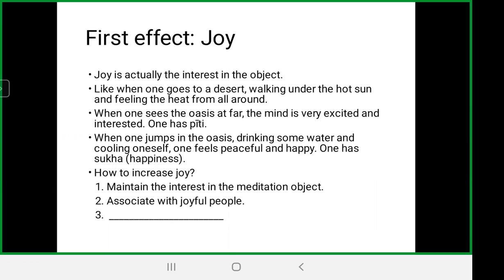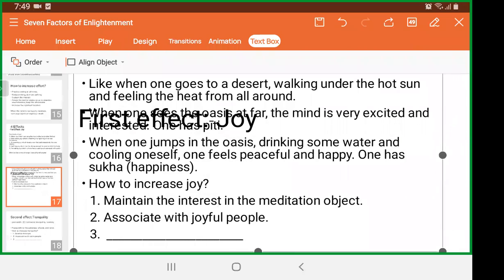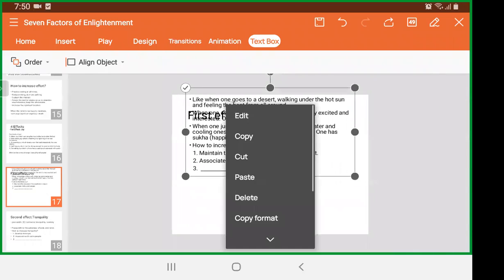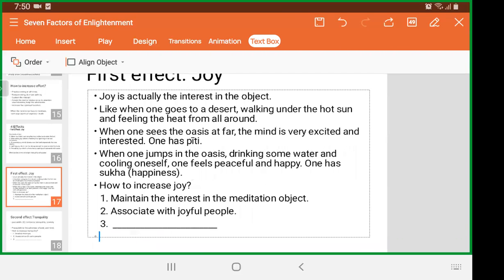So how do we increase the joy? We can come to a discussion here. How do you increase the joy? How do you make your meditation have joy?